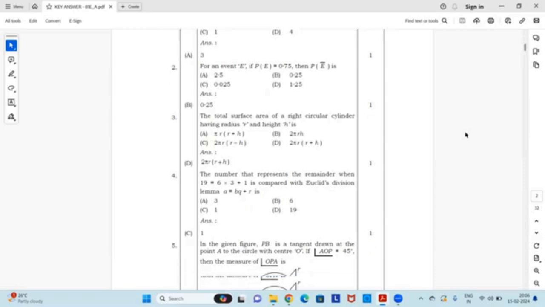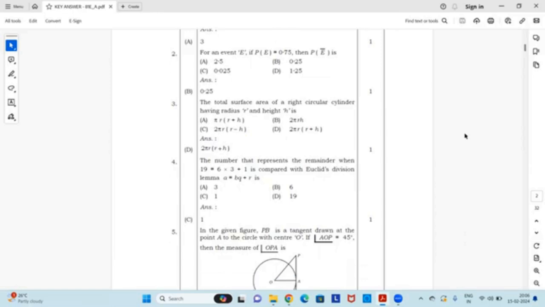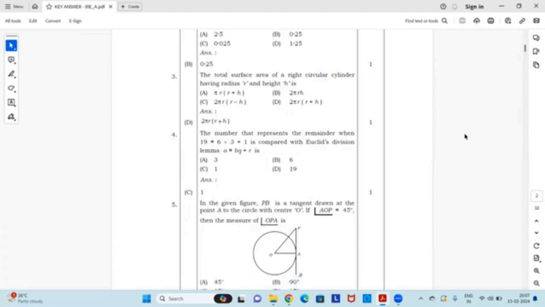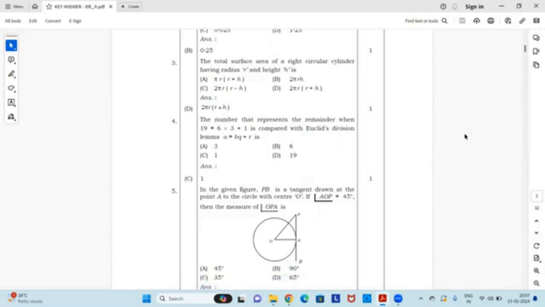Next multiple choice question is, for an event E, if P(E) is equal to 0.75, then P(not E) is dash. So you can just look at the options and here the right option is option B, 0.25. Same way, question 3, observe it and then find the right answer. The total surface area of a right circular cylinder having radius r and height h is dash. So the right answer is option D, 2 pi r into (r plus h).